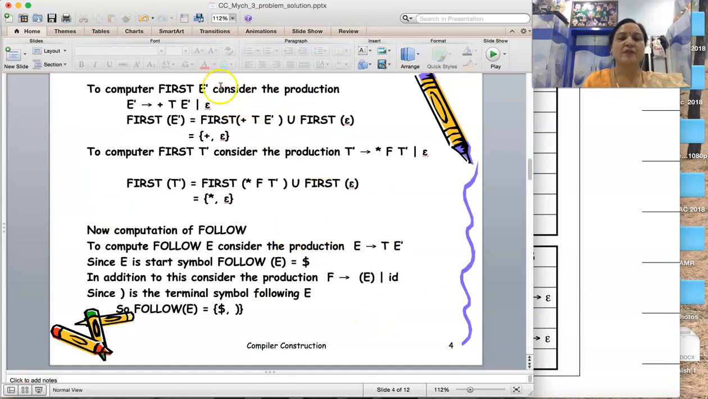Now to compute first of E dash, we consider the production E dash tends to plus T E dash or epsilon. Then first of E dash equals plus comma epsilon. Then to compute first of T dash, consider the production T dash tends to star F T dash or epsilon. Because these are two productions, I have to take the union to compute the first. First of star F T dash union first of epsilon equals star comma epsilon.